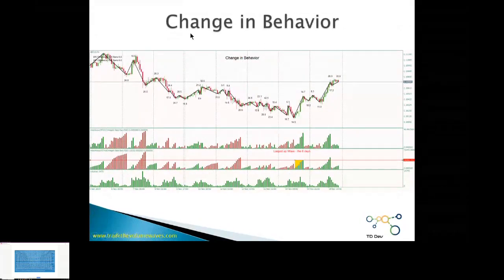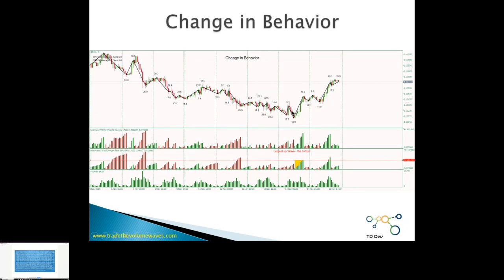Let's look at what change in behavior means. Change in behavior is just a change from what we're doing now. We're trending down, and our down waves are higher than the up waves. So the first up wave with significant volume means a change in behavior. This is the largest up wave of the last 6 days. So this signifies a change in behavior.